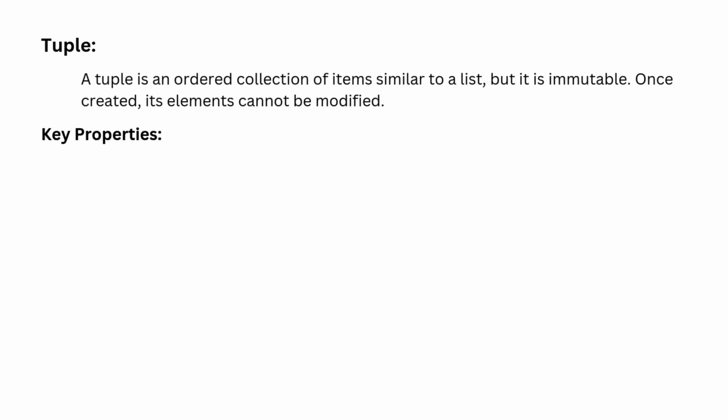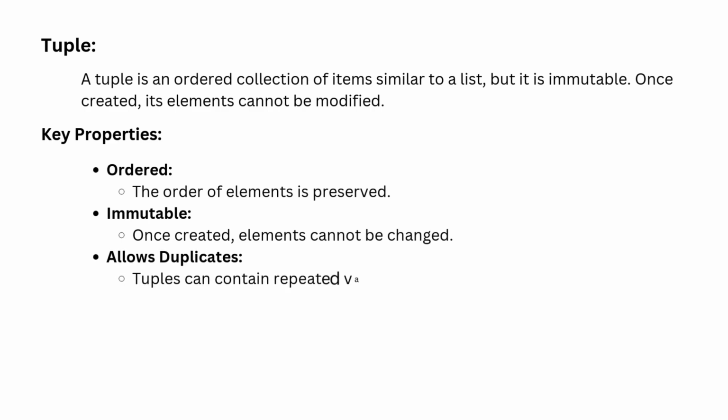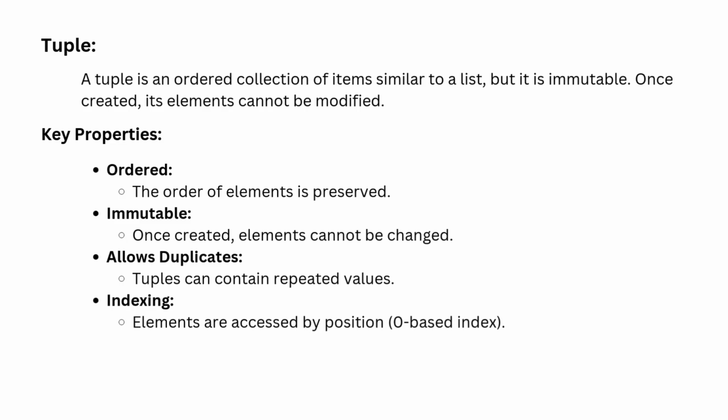Key properties. Ordered: the order of elements is preserved. Immutable: once created, elements cannot be changed. Allows duplicates: tuples can contain repeated values. Indexing: elements are accessed by position, with a zero-based index.